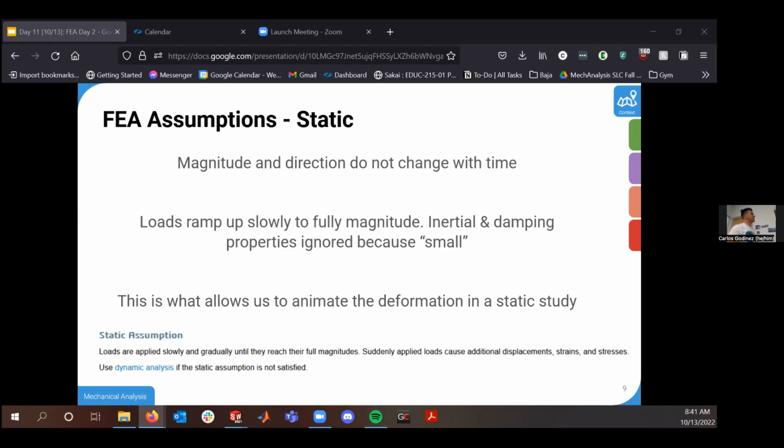Also, for a lot of these slides, I'm just going to either the SolidWorks or some other reference, going to their documentation page and throwing in assumptions if you want to read how they put it in their terms.